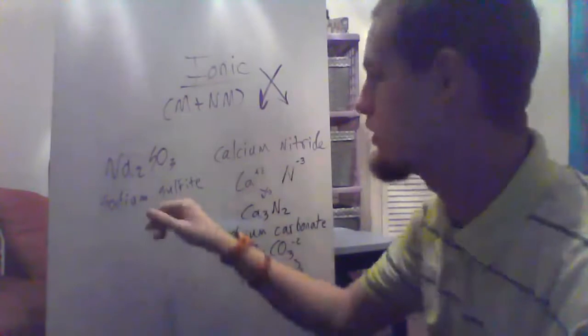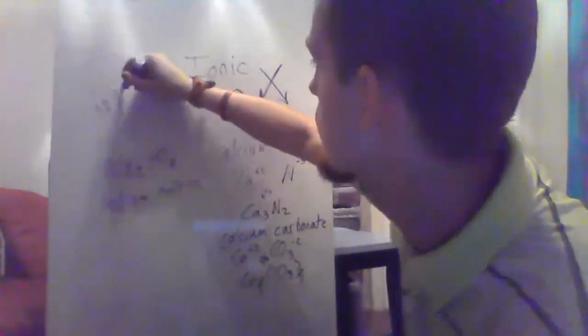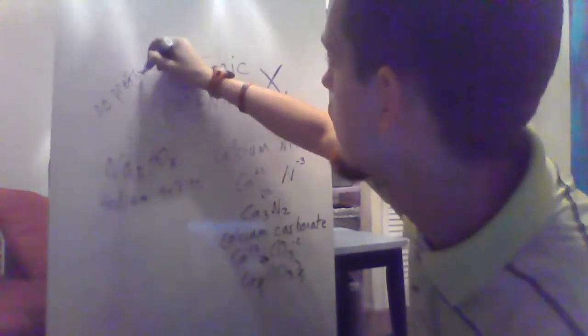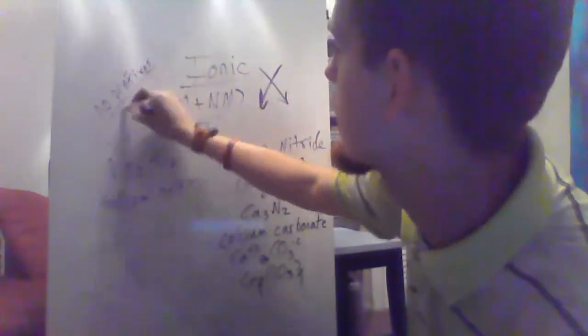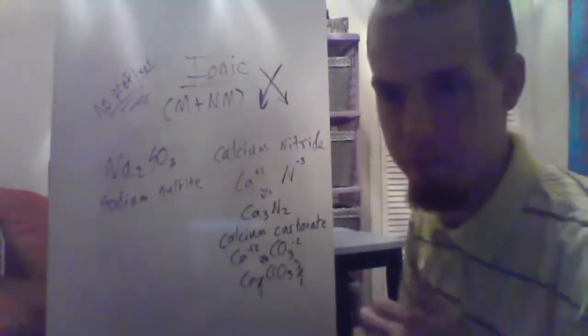The thing I'm more concerned with is there's no prefixes on ionic. Let's write that down. That's a really good thing to remember. There's no prefixes. The only prefixes you're going to see is chromate. That's the only time you'll see it.